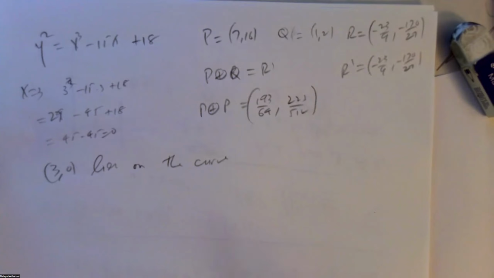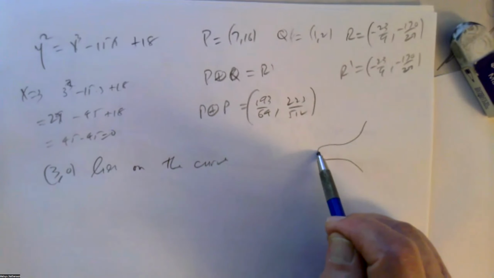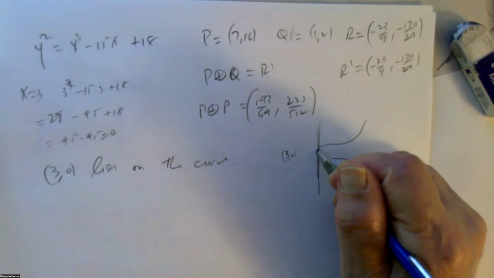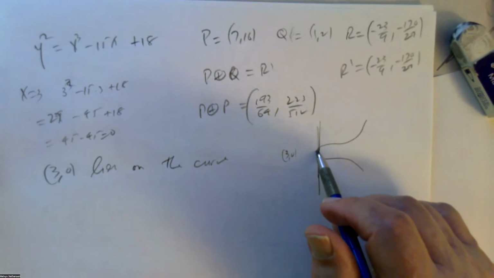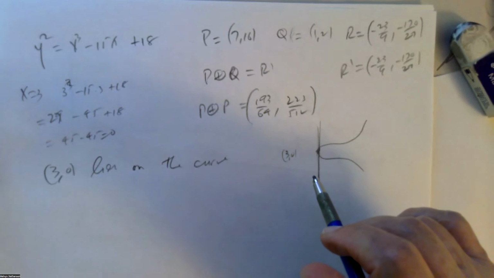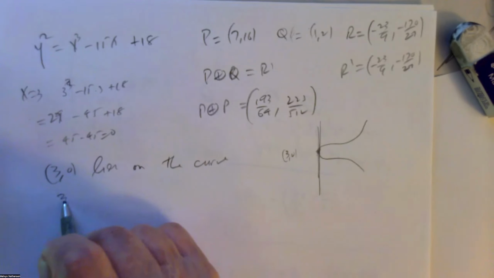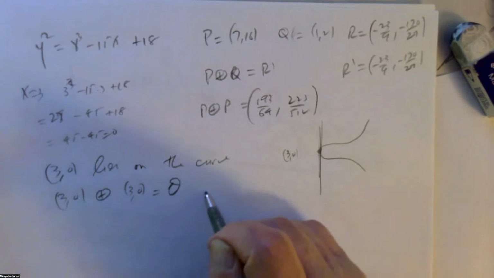What can you say about that? Well, here's the point (3, 0). Now the tangent line at that point was just vertical. So this (3, 0), when you add it to itself, gives that point at infinity. So (3, 0) added to (3, 0) is the point at infinity.